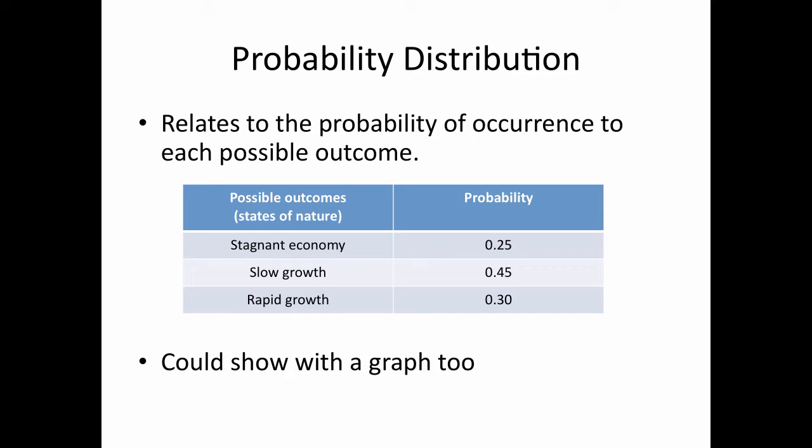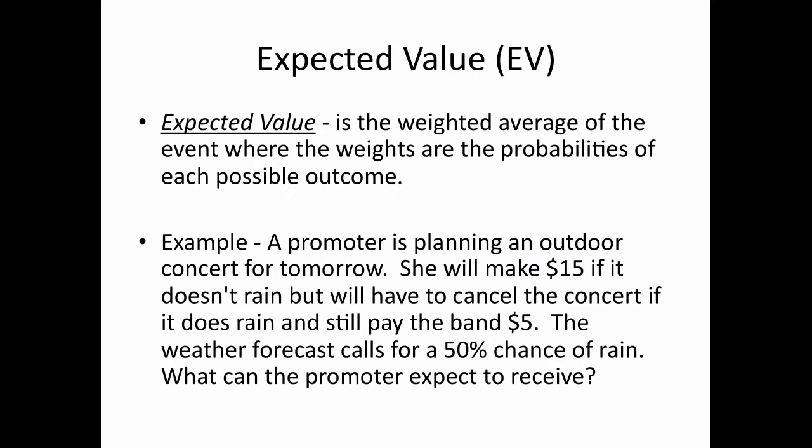So for instance, the stagnant economy has a probability of 0.25, and the way to interpret that is that there's a 25% chance for a stagnant economy. The second state of nature, or outcome, is slow growth, and the probability associated with the slow growth outcome is 0.45, or a 45% chance. The table is quite informative because it actually shows the probabilities that we're dealing with. We could also summarize this information with a graph as well.